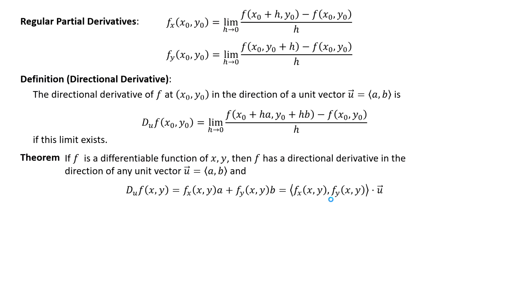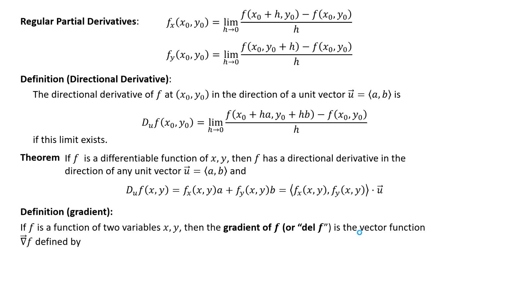F sub x and f sub y. So we know them. Form a vector out of it, and take the dot product with this unit vector u. That's it. You know how to find partial f with respect to x and partial f with respect to y. Well, form a vector out of it and take the dot product with u.